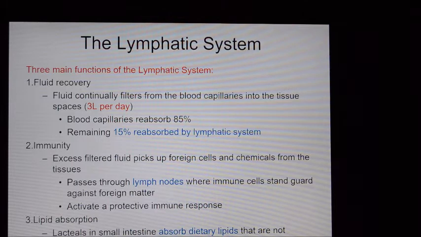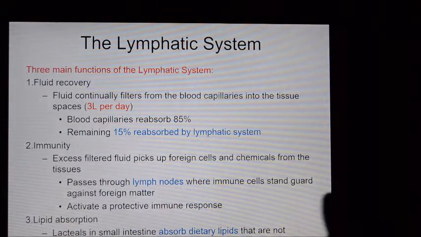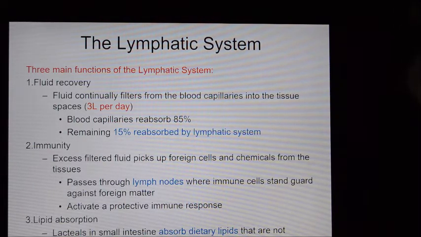Now, part two, immunity. The lymphatic system is closely tied to the immune system. The excess fluid picked up by the lymphatic system, as it's moving back towards the heart, gets filtered and tested for anything foreign or anything that's not supposed to be there. So your immune system tests the lymphatic fluid as it's moving back towards the heart to make sure that there's nothing there that shouldn't be there.